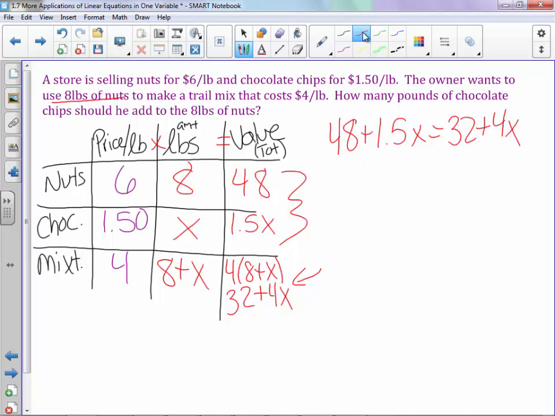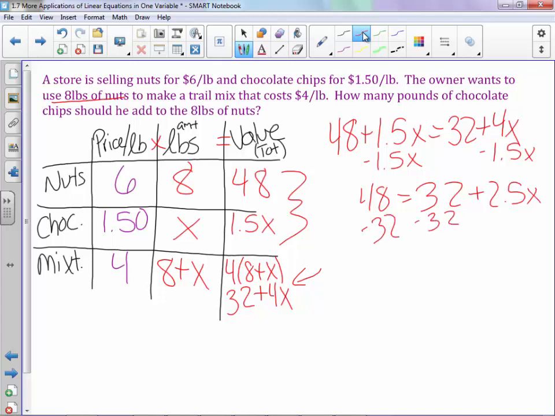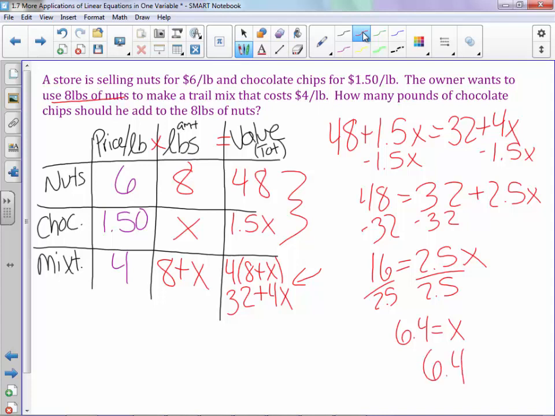So now let's go ahead and subtract our x and get our x's together. So we'll get 48 equals 32 plus 2.5x. Subtract our 32 to get our x by itself. Divided by 2.5. 6.4 equals x. So we need to add 6.4 pounds of our chocolate.